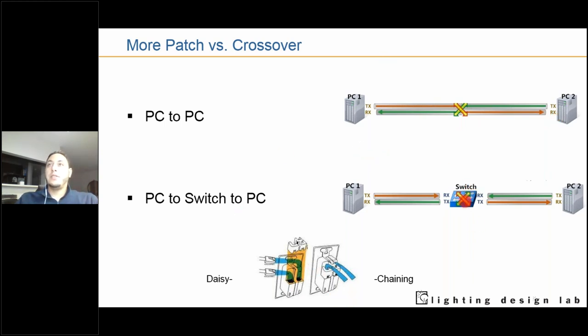A switch, for example, or a different type of device, you see a computer and we see a switch here, a different type of device will usually have the transmission and receiving ports in different locations, so you can connect different devices with a patch or straight through cable. Same deal if you're daisy chaining wall stations or fixtures. If it's the same device, you want to use a crossover cable, and if it's a different device, like fixture to sensor or fixture to wall station, you can use a patch or straight through cable.